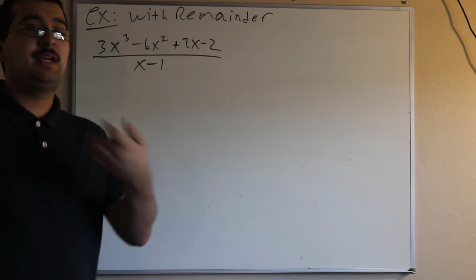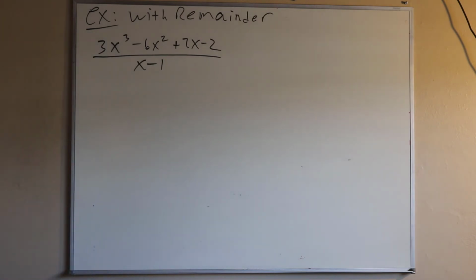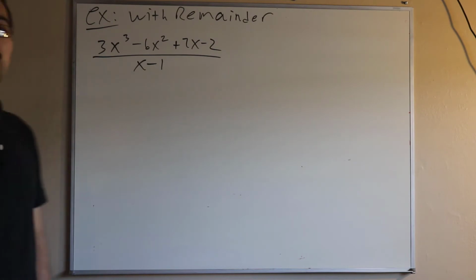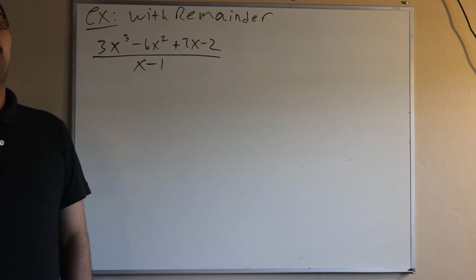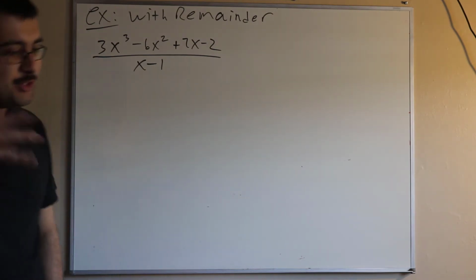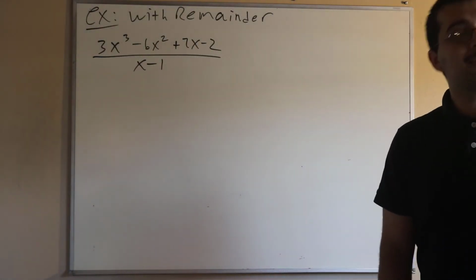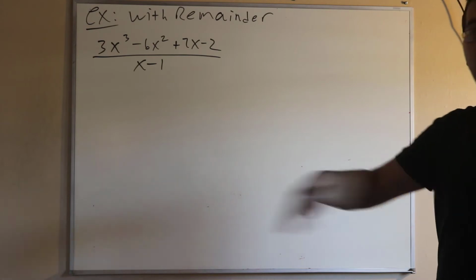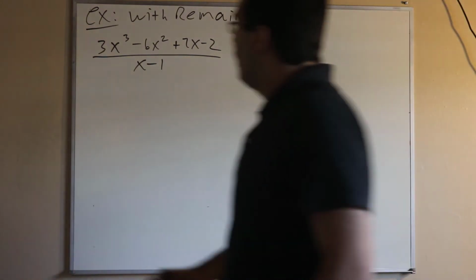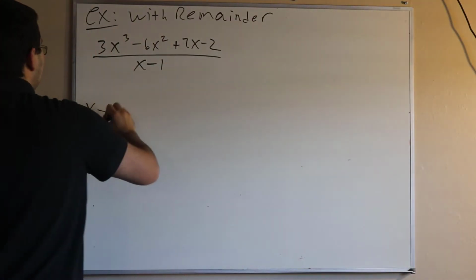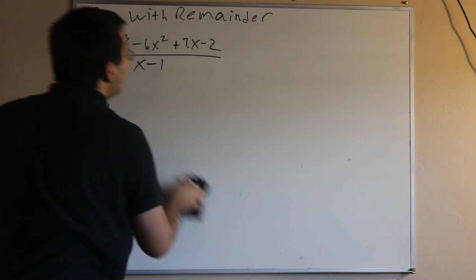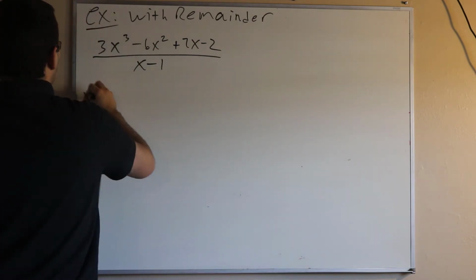Okay, so for our next example, let's consider the following division: 3x cubed minus 6x squared plus 7x minus 2, all divided by x minus 1. And to just go ahead and spoil the problem real quick, this will be one with a remainder. Alright, so let's walk through our division again. We'll start by writing in our long division form. Let's write this up with more room.